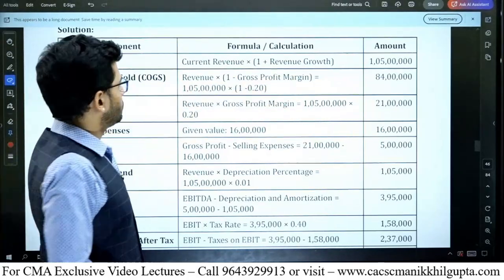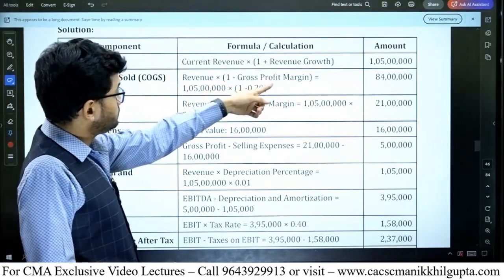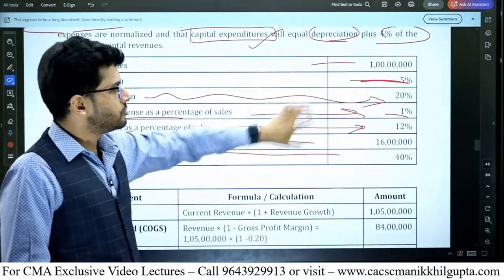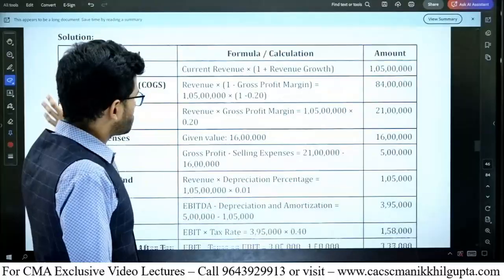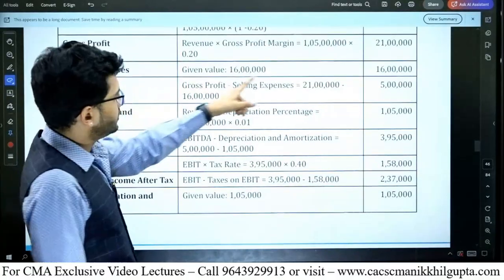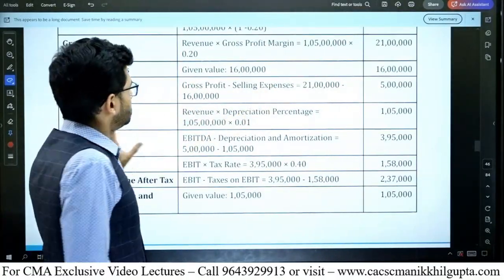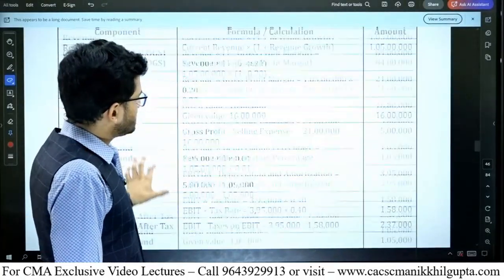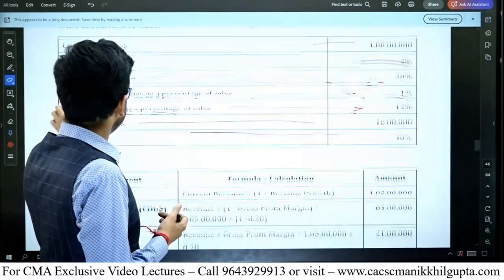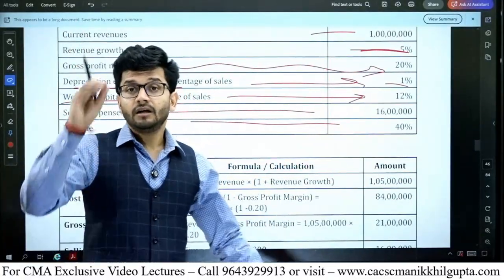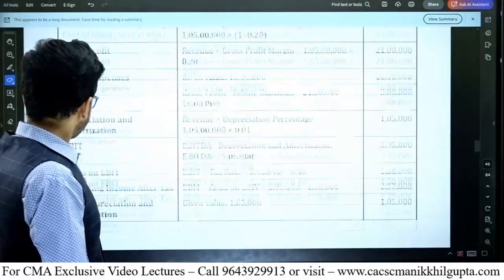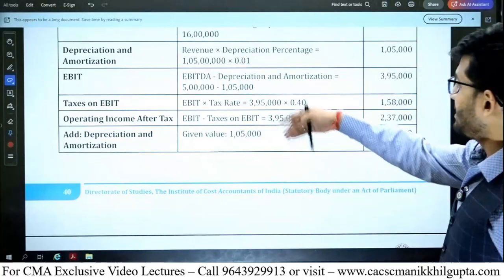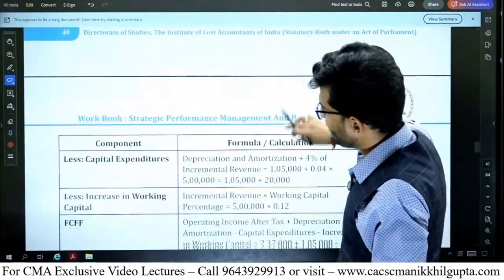So revenue we will take including growth, then cost of goods sold. Gross profit margin is given to you. According to that, you can take your cost of goods sold, which is 20%. Then we have gross profit. Then we have selling expenses already given to us. EBITDA is calculated. Depreciation and amortization is 1% of the sales figure, multiply by 1%. Yes, depreciation is given as a percentage of sales figure. That is the critical point over here. Then working capital is also given as a percentage of sales figure. EBIT is given, tax on EBIT, operating income is given. We'll add back depreciation and amortization because we need to compute the FCFF.